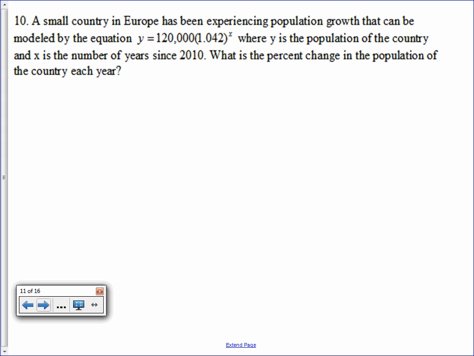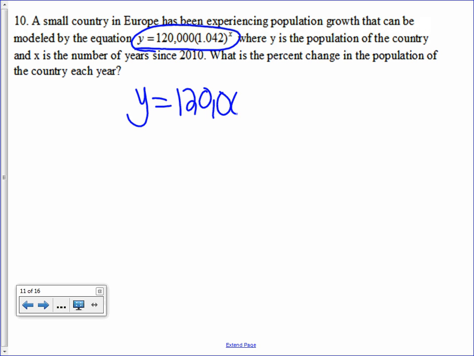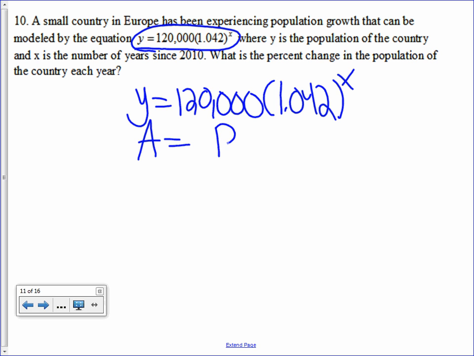Oh well. A small country in Europe has been experiencing population growth that can be modeled by the equation y equals 120,000 times 1.042 to the power of x. Well, you should recognize this as an exponential equation because it has an exponent, which means it is A P 1 plus or minus R to the T. Is it plus or minus? Well, is this number bigger than 1 or smaller than 1? It's bigger than 1, so something's being added.